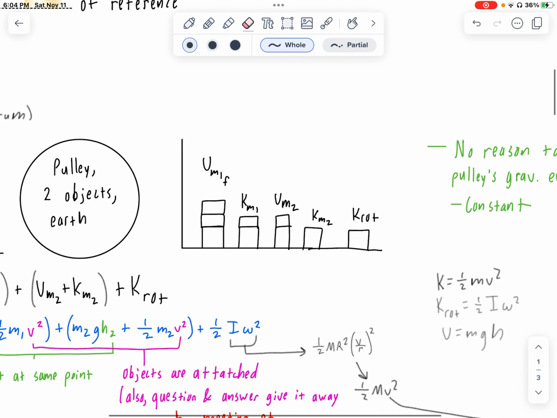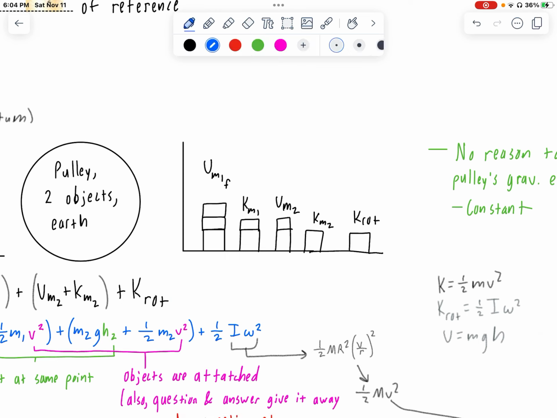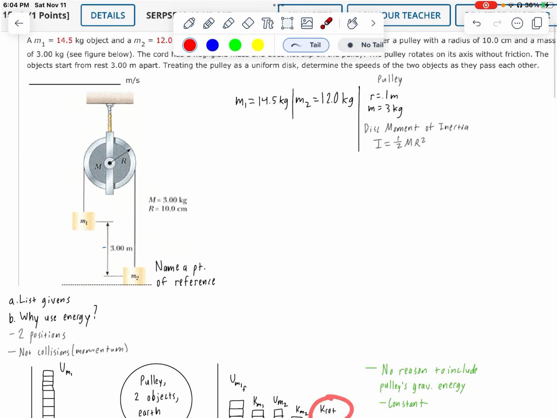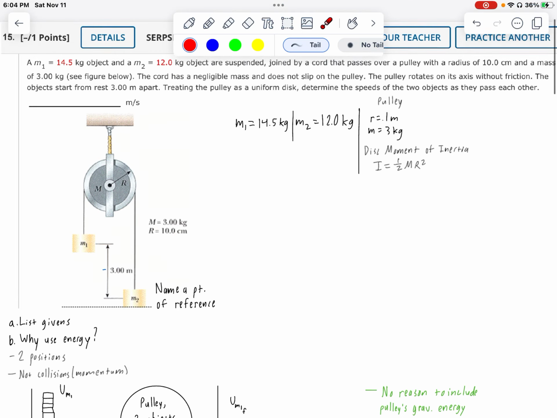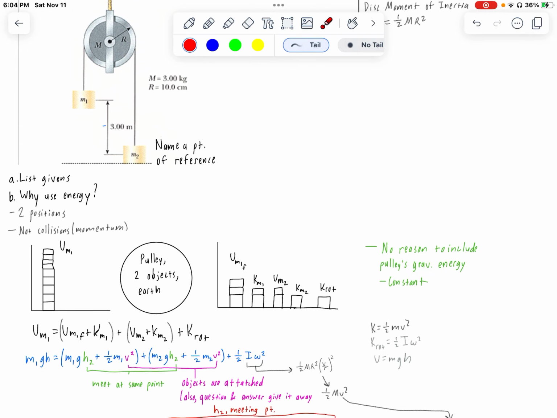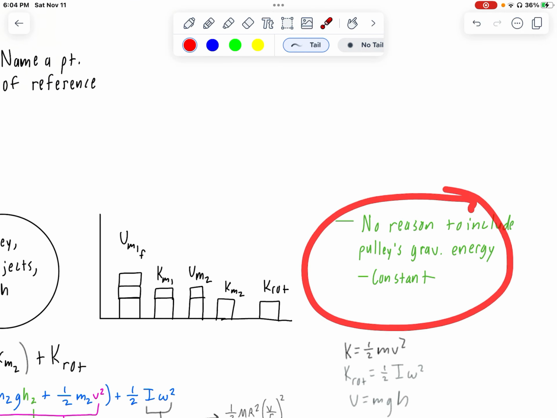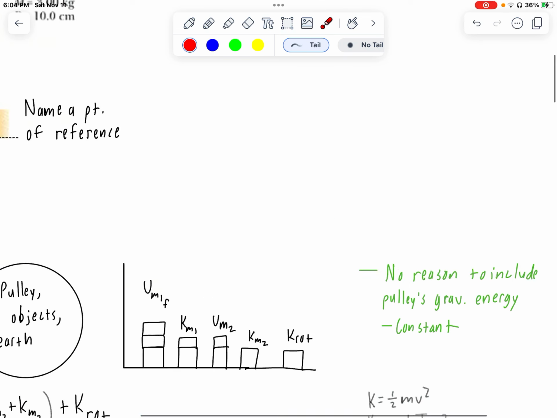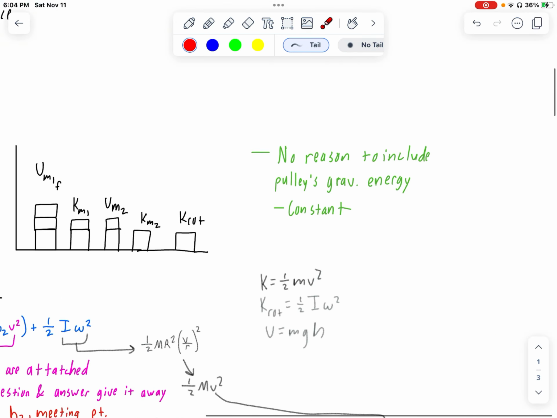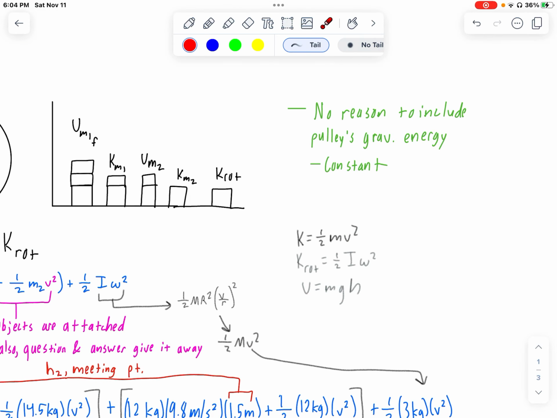So that's gone. We still have potential energy in mass 1. We now have potential energy in mass 2. We know the system is moving, so we have some kinetic in 1, kinetic in 2. It's very important that we put the pulley in there, because the pulley is going to be dissipating energy as well, because there is friction on the pulley. If they said no friction on the pulley, then we wouldn't worry about that at all. Also, a side note, no reason to include the pulley's gravitational energy because the pulley is not moving up or down, it's staying at this one point. Yes, it is rotating, but vertical displacement is 0.